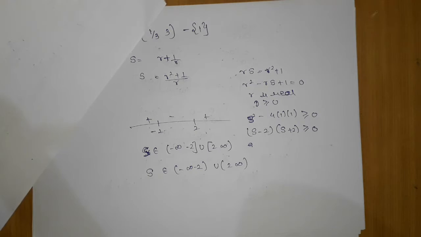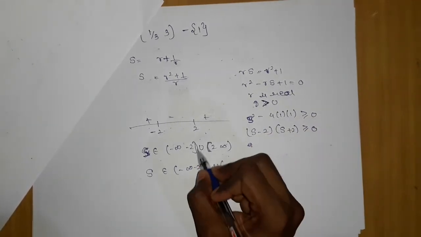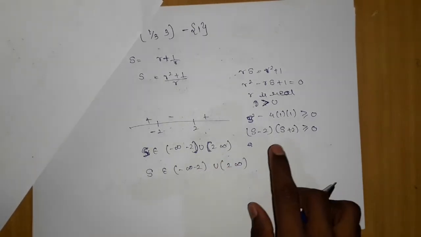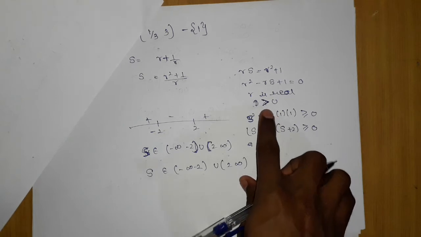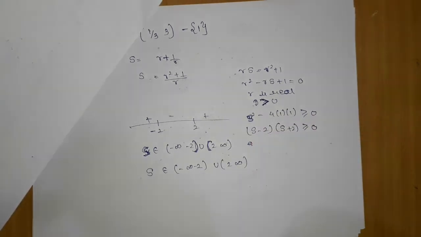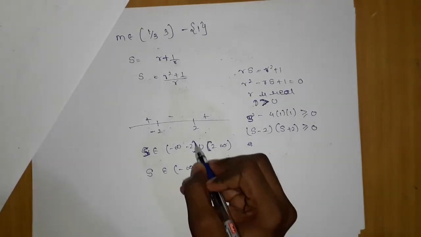Sorry, the D will be greater than 0. D will be greater than 0 because we are considering the whole set. So it will not be greater than or equal to 0. There are two conditions, as when we were teaching quadratics, D greater than 0 and D greater than or equal to 0. I told you the conditions. When they ask for a complete set, they include positive and negative both, so we applied D greater than 0.